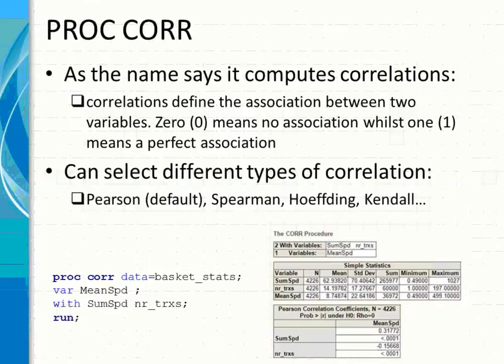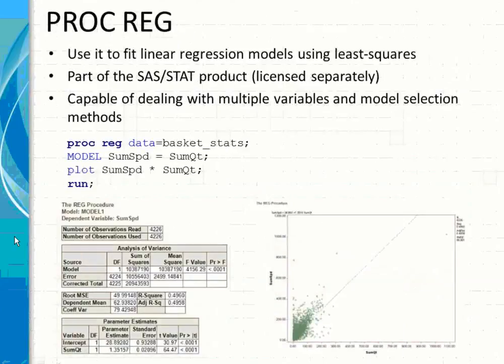So there are different types of correlation, different ways of measuring that correlation. So you've got the Pearson correlation, the Spearman, the Hoeffding, or the Kendall. So quite a few different ways of doing this. And proc corr, which we'll cover in the hands-on session, allows you to measure these and to calculate these. Okay, so very useful procedure.